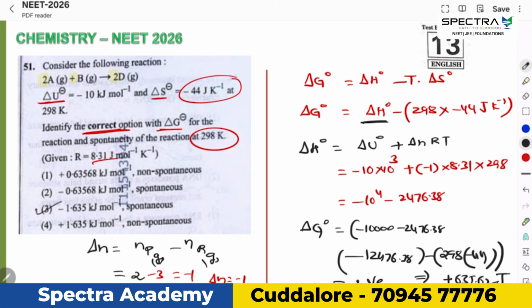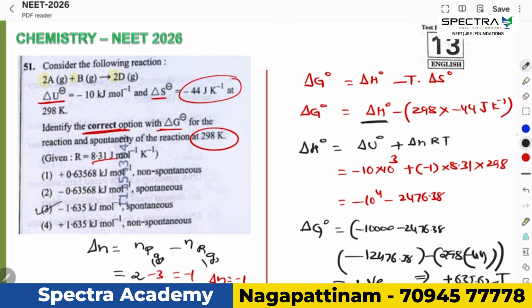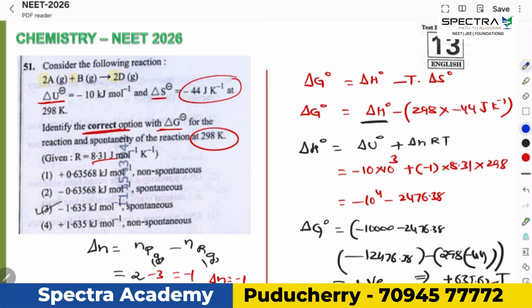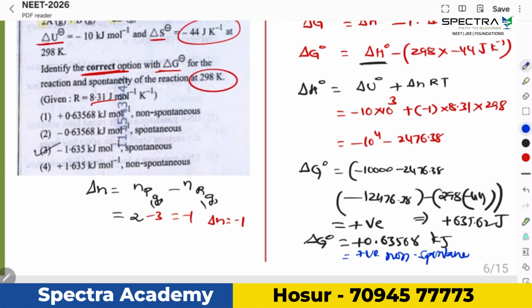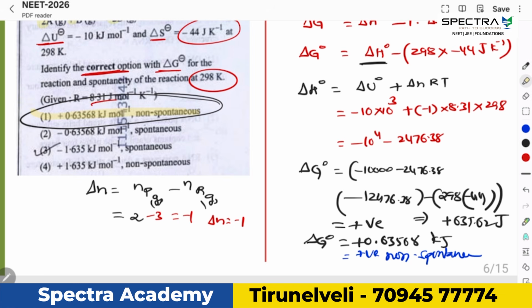This is in joules. If you convert into kilojoules, plus 0.6356 will come. So the resultant answer is positive. If the answer is positive, that means it is a non-spontaneous reaction. So after calculation, you will get the value around plus 0.63568. Non-spontaneous reaction, option 1 is the correct option for this question.